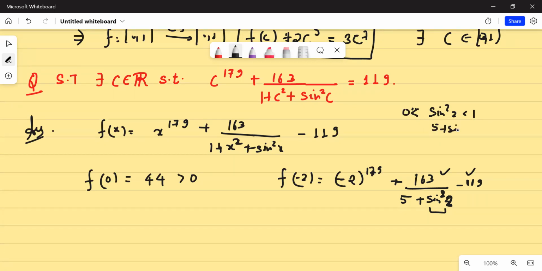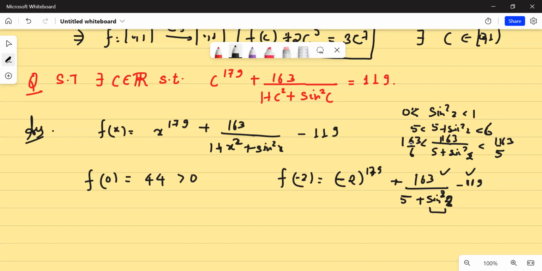5 plus sin square 2 would always lie between 6 and 5 only. Or in other words, 5 plus sin square 2 would always lie between 5 and 6. So 1 upon it will always lie between 1 upon 6 to 1 upon 5, and if I multiply 163 on both of the sides, so this is right.